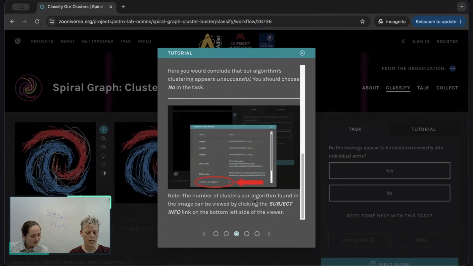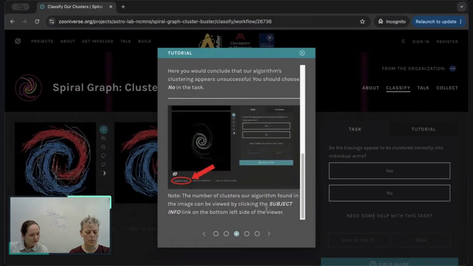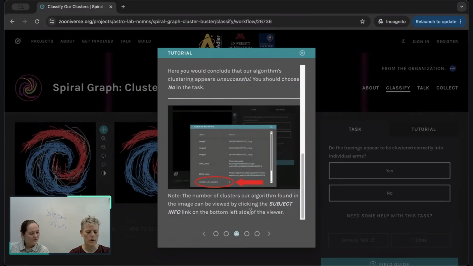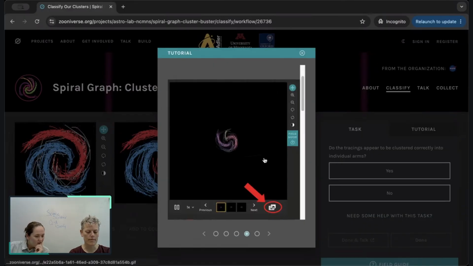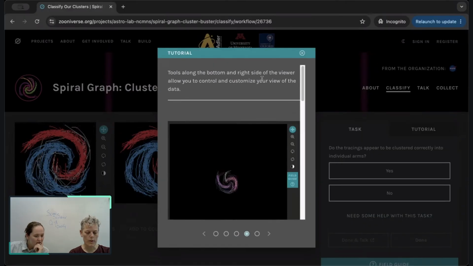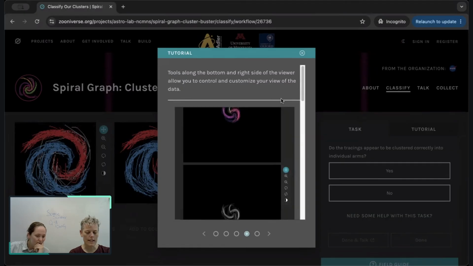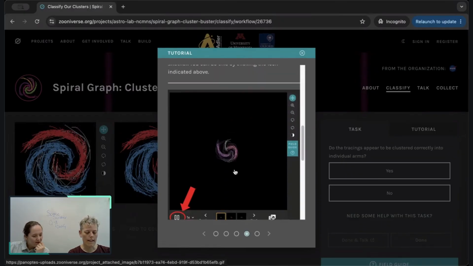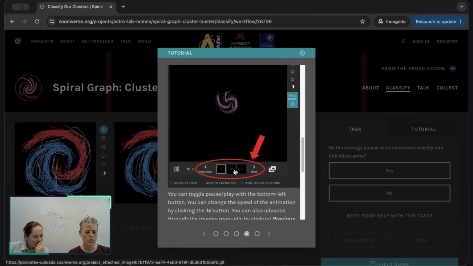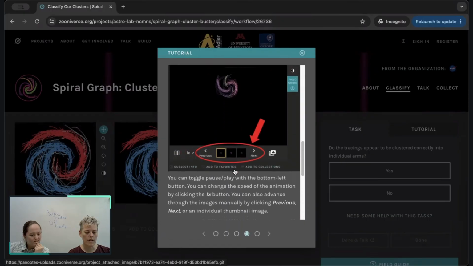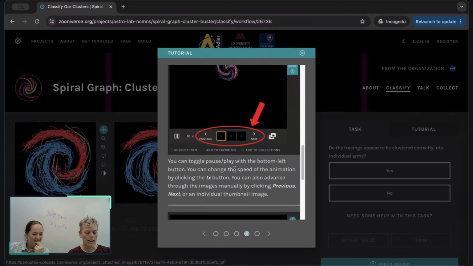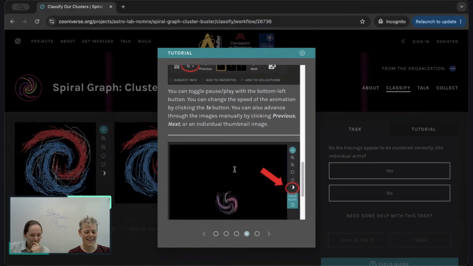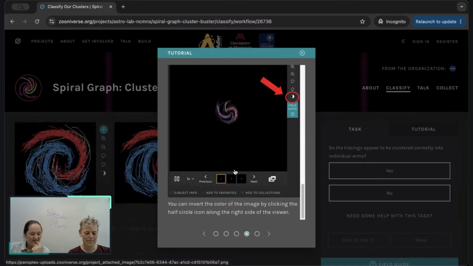Note the number of clusters our algorithm found in the image can be viewed by clicking the subject info link on the bottom left side of the viewer. Interesting note. Then tools along the bottom and right side of the viewer allow you to control and customize your view of the data. It looks like you can go from a stacked image to 2 images side by side, which is nice. And then you can toggle pause play, bottom left button, speed. And you can manually click through. And then we've got a light and dark mode as well.